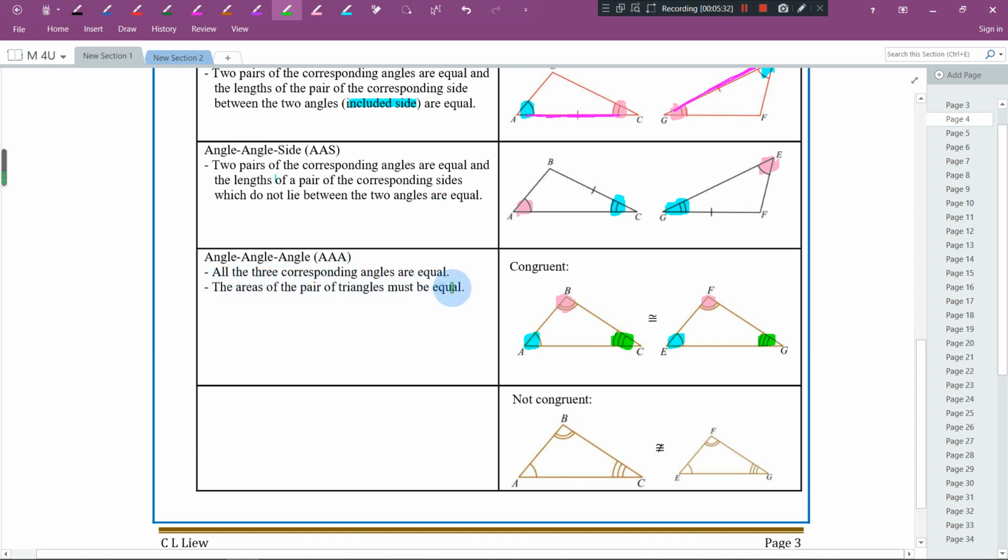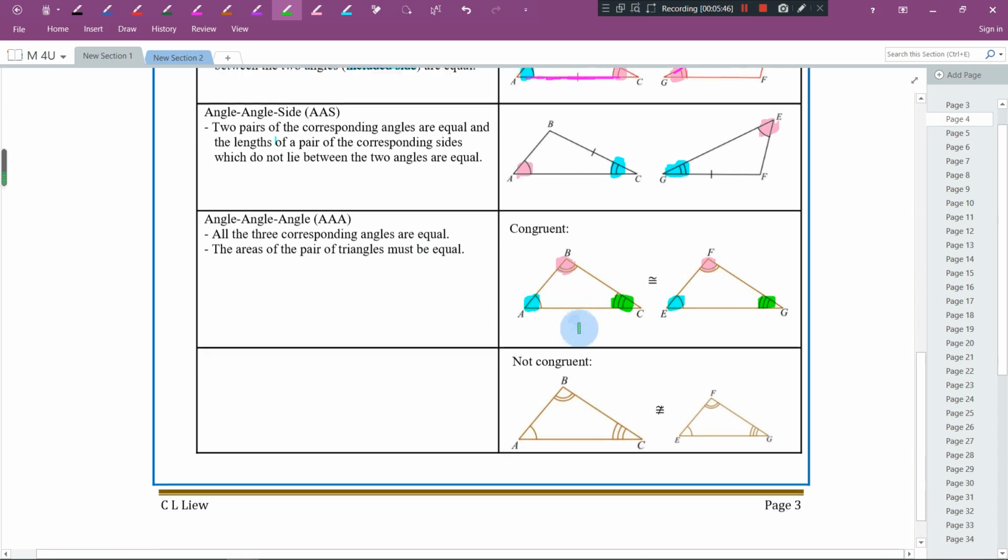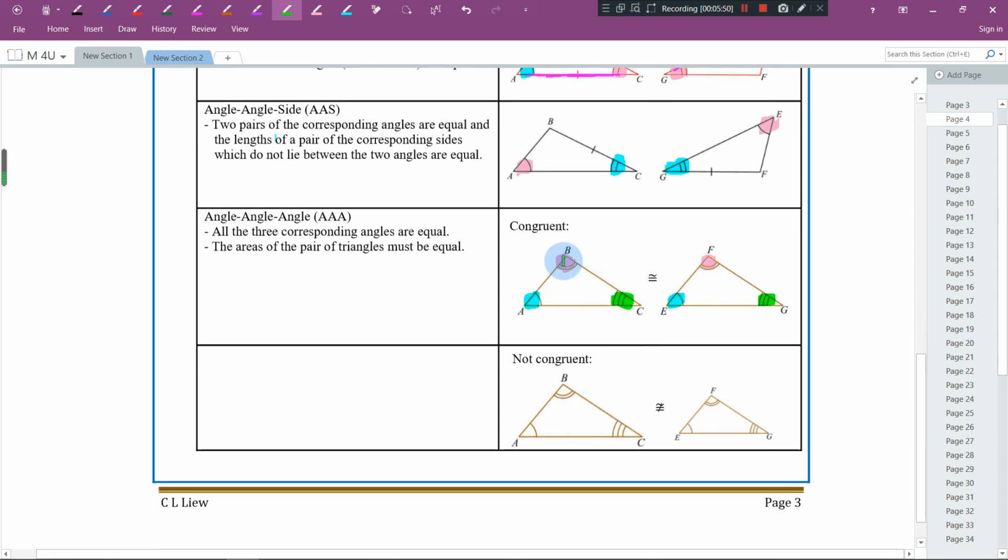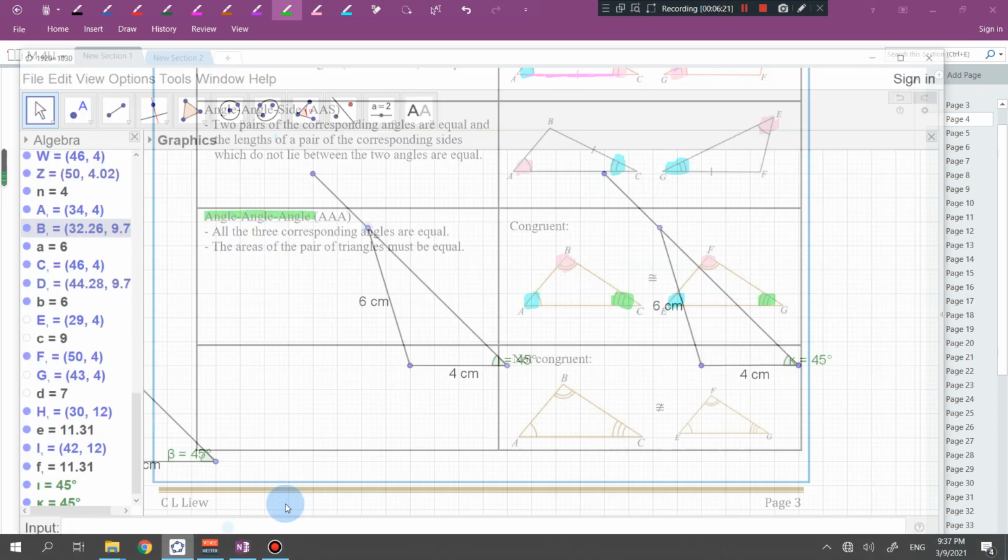The areas of the pair of triangles must be equal. So if you want to make a conclusion whether these two triangles are congruent or not congruent, we need some extra information, for example, the area. Okay, you look at these two. In this case, they have all the corresponding angles the same, right? And they are congruent. Area the same. In this case, their corresponding angles are the same as well, but it's very obvious that this is smaller than this one, right? So definitely they are not congruent, even though they satisfy this property, angle, angle, angle. So just be more careful when we deal with these angle properties. Okay, let me show you another example here.